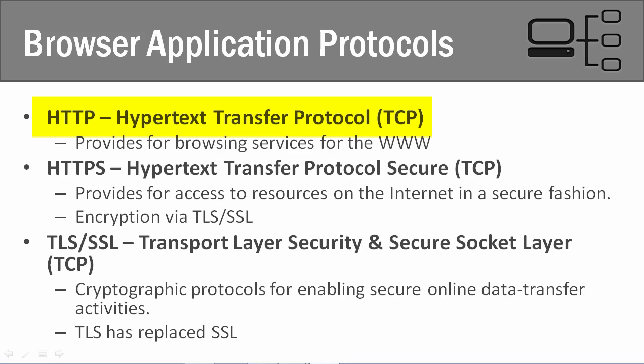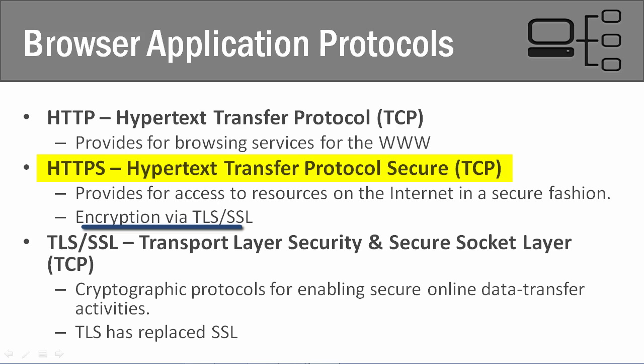So whenever you go to a website domain name such as google.com or Yahoo or Facebook, the main protocol that was set up a long time ago is HTTP. Now, in addition to HTTP, there's HTTPS. This is Hypertext Transfer Protocol Secure. So what's the difference? Well, this provides access to the internet in a secure fashion, meaning it encrypts the website.